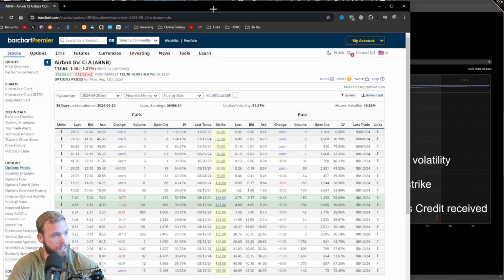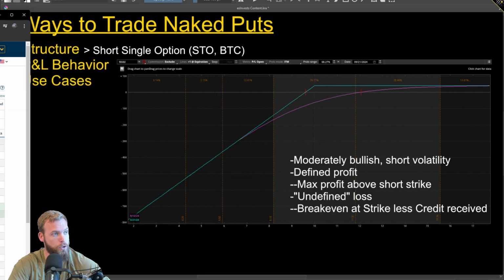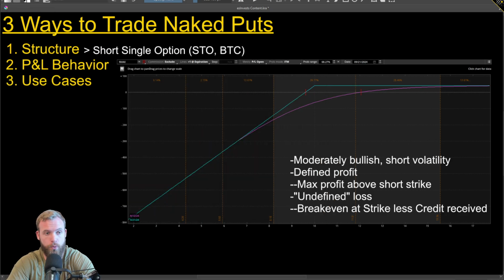So going back to this example with Airbnb using these 100s, if you sold to open a put in this trade, let's just call it 80 cents, something towards the mid between the bid and the ask, and it was the last, so we'll just use that, 80 cents. That means that that $80 you collected, that is your max profit. You get it up front. So why would we do that? Why would we take a trade that has unlimited downside potential and capped profit potential?